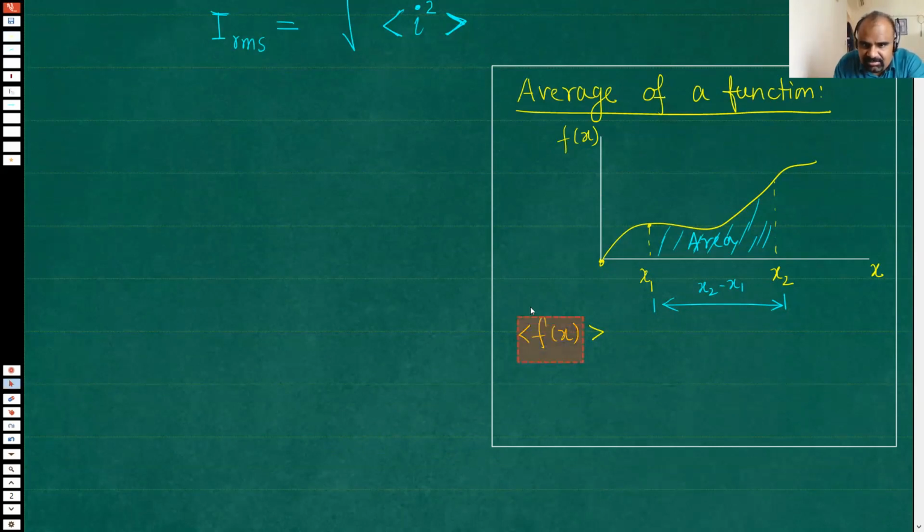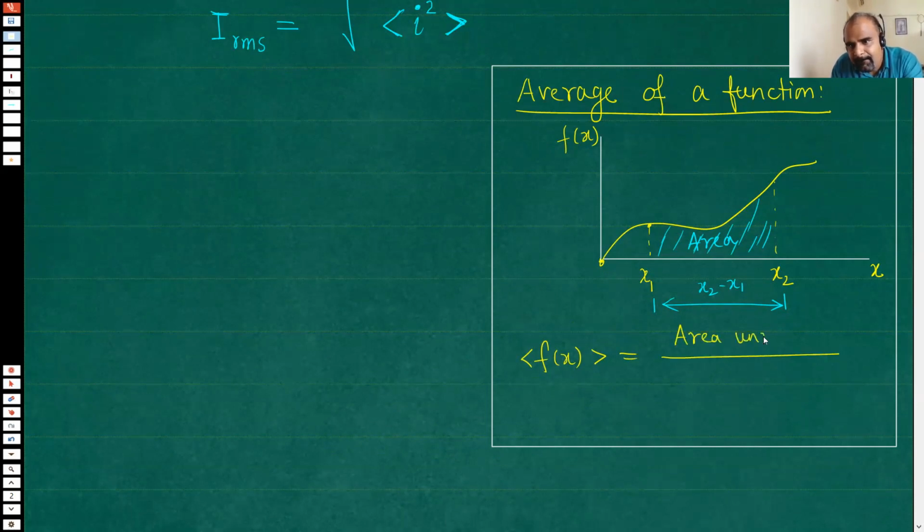So just a second. Let me bring it up a little below. So it will be equal to what? It will be equal to the area under the graph divided by the interval. Which interval? The interval in which you want to find the average. So here the interval is x2 minus x1.